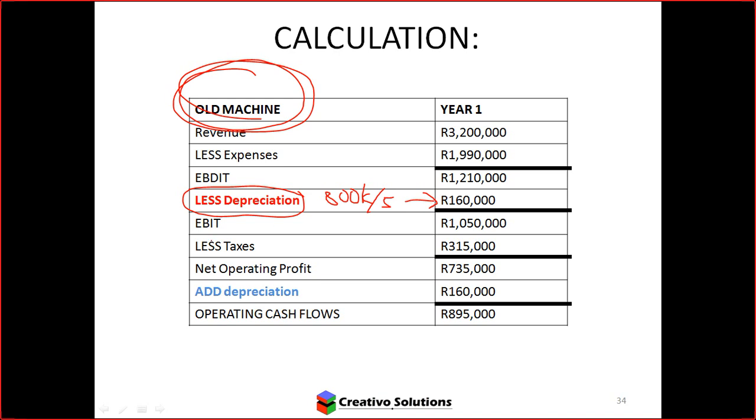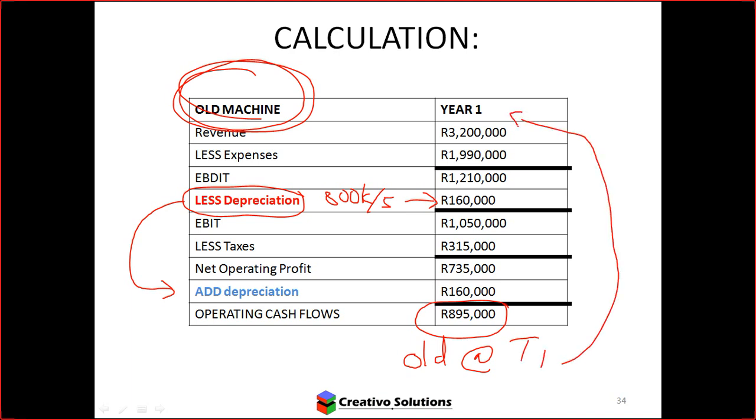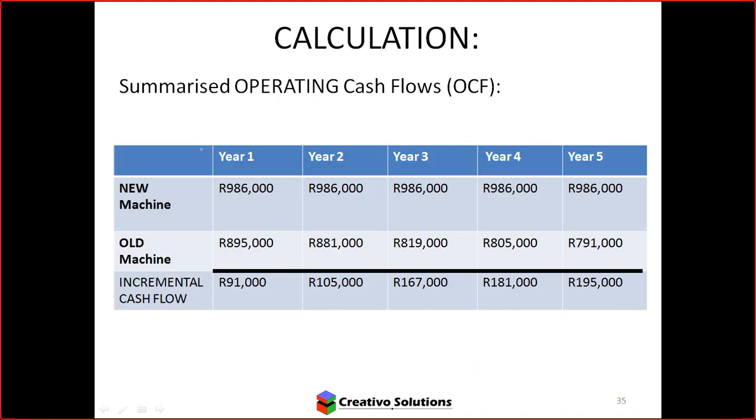Then you take the tax off. You then add back the depreciation, and you get the OCF. This OCF is for the old machine at time 1. Would I have to look at year 2, 3, 4, and 5? Yes, I would. I've done it for you on a summary. Earlier we calculated this for the new machine. Is the new machine going to change year by year? No, it isn't. So that was going to be the 5 amounts that we'll have for the 5 years.